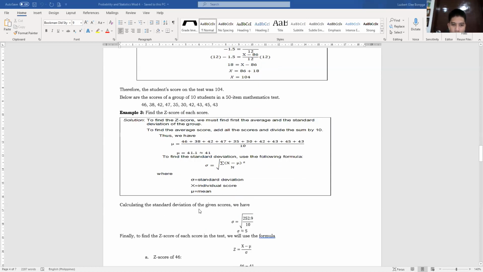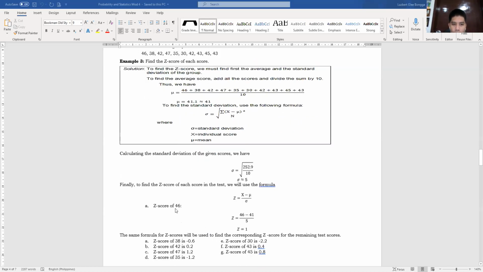Okay, so by calculating the standard deviation of the given scores, we have standard deviation that is approximately equal to 5. So therefore, z-score of 46, so by using the formula, so we'll have here 46 minus, ang mean nato is 41. So 46 minus 41 divided by standard deviation, that is 5. So therefore, z is equal to 1. So and kanina po dahil diri si 38, si 42, 47, 35, 30, 43, o 45. So kuan po dahil nato na sila og z-score.